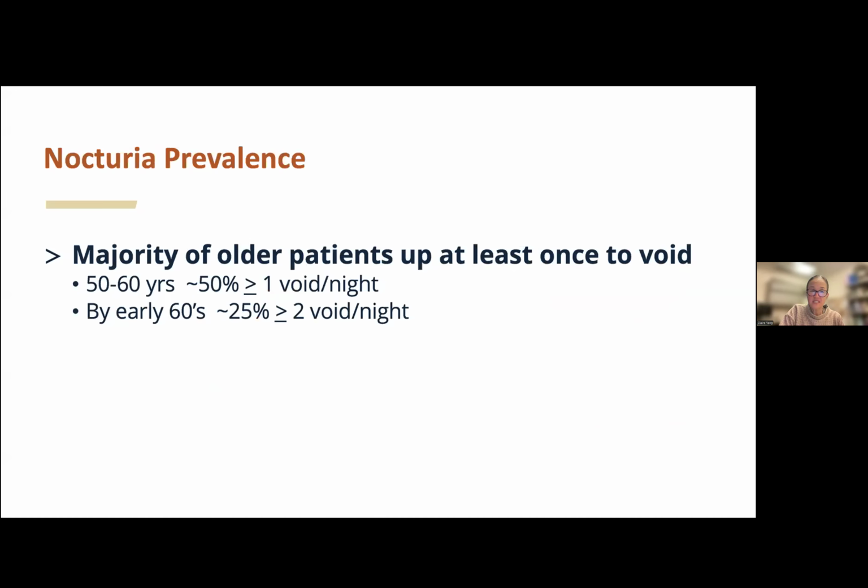It is very prevalent. The majority of older patients get up at least once a night. One study quotes between the ages of 50 and 60 years, about 50% of people are getting up at least one time a night. And by the early 60s, about 25% are getting up two or more times a night. I personally think that these numbers from this particular study are a little high, but clearly there is an increasing prevalence as people get older.